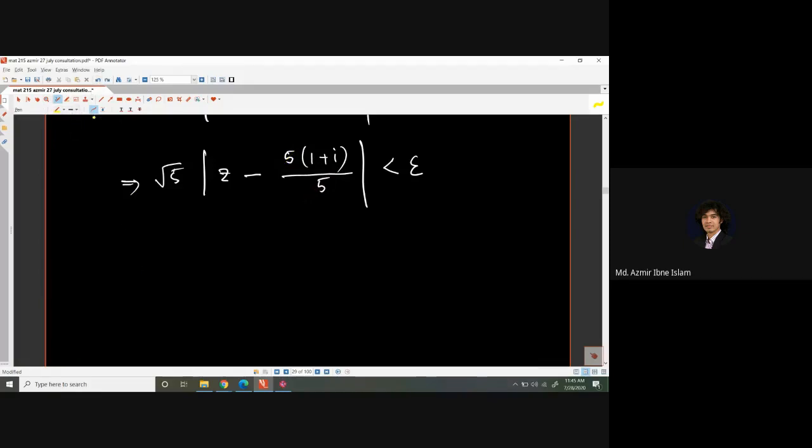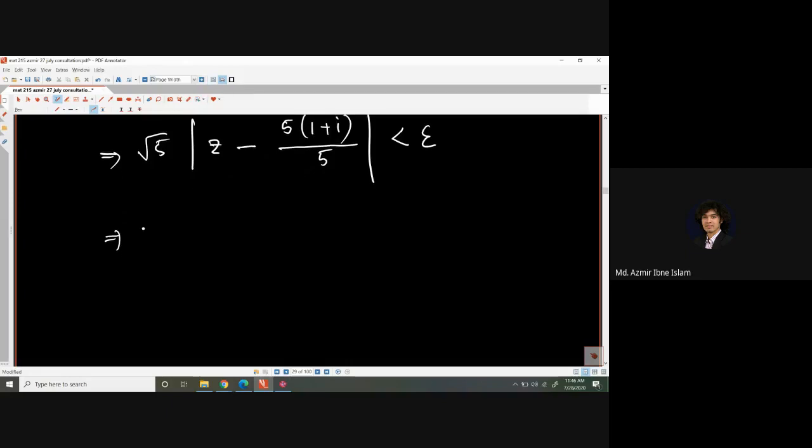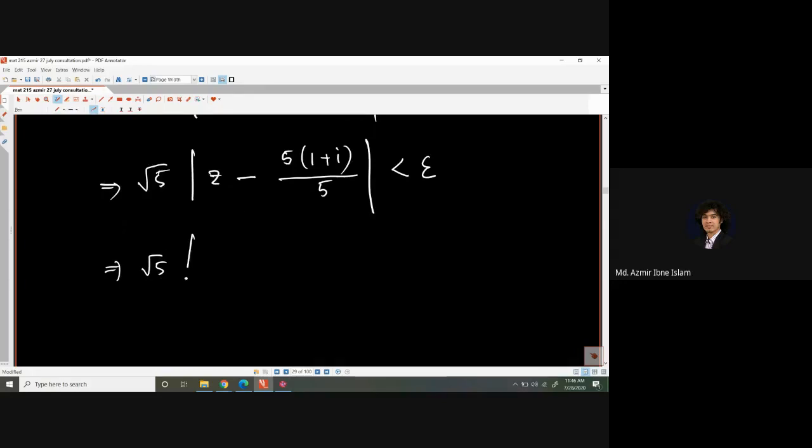So we are getting, I am on the other screen. Can anyone please inform me whether the session is recording or not? Yes, sir. It's showing recording. Okay. So here we are getting modulus of z negative 1 plus i, less than epsilon. If I use another color, this is just for the modulus.